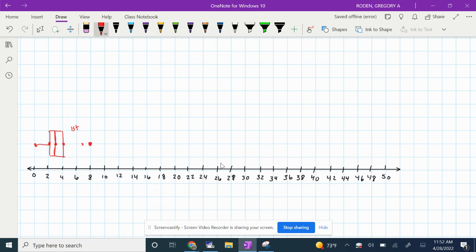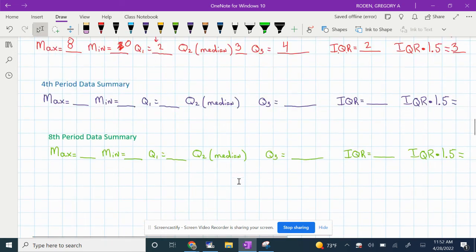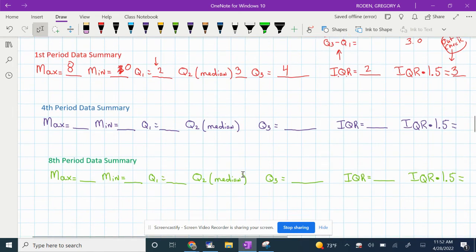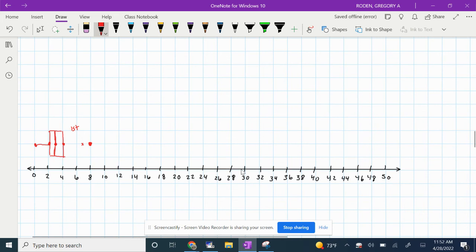So what I'm going to do is go back to my other data and see what's the next smallest piece of data. Well, the next smallest piece of data is 7. Well, is 7 an outlier? 7 is right on the X. So 7 is not an outlier because it's not greater than it.